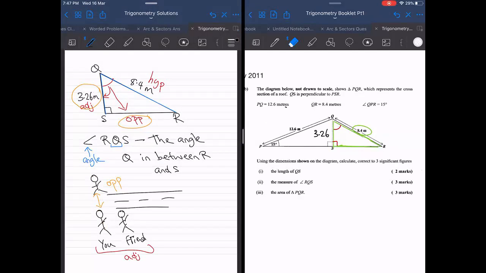Yeah, so you and your friend are at the other side. So if your friend is right next to you, your friend is adjacent, whereas the friend across is opposite. Yeah, so I hope that helps.